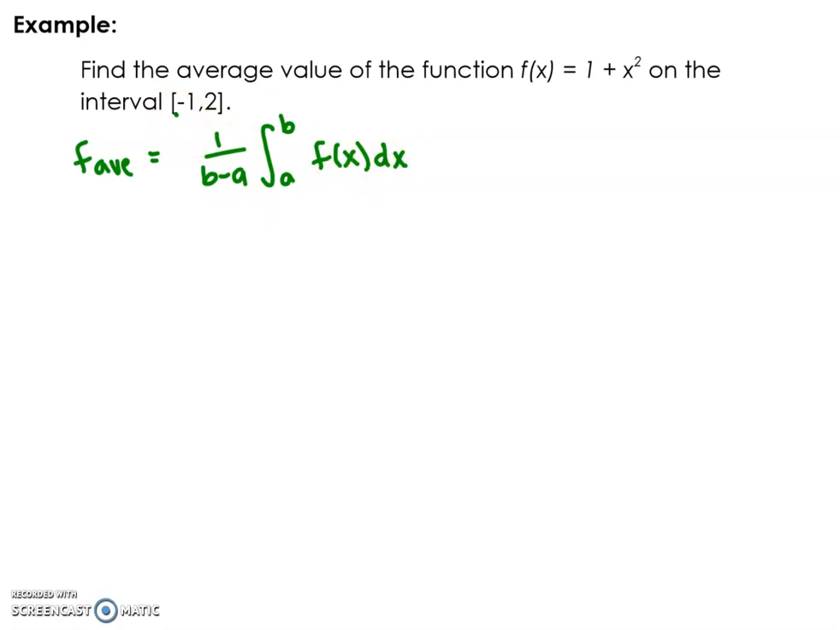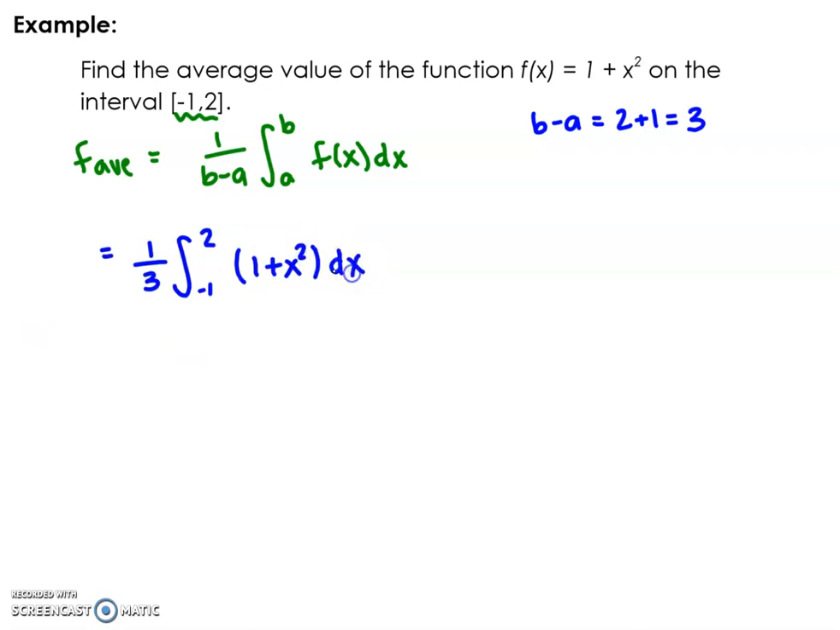So in my interval here from -1 to 2, -1 is my a and 2 is my b. So if I'm doing b minus a, what I'm really going to be doing here is 2 minus -1, so 2 plus 1, so I get 3. So we'll have 1 over 3 times the integral from -1 to 2 of 1 plus x squared dx.